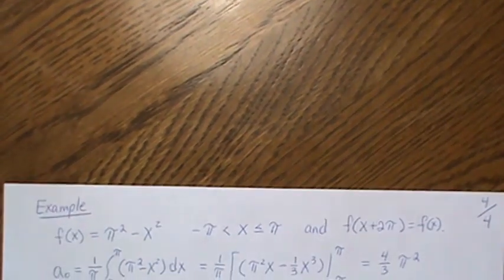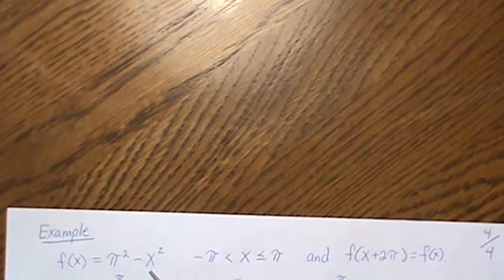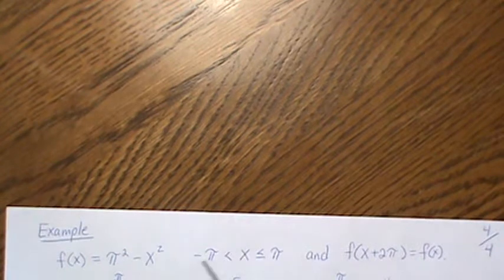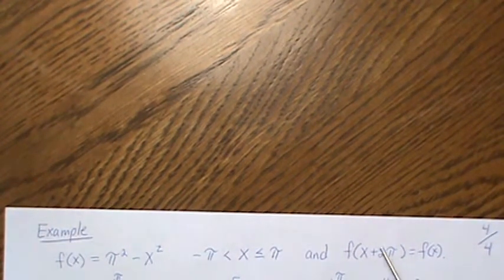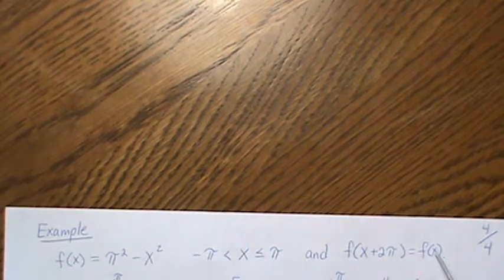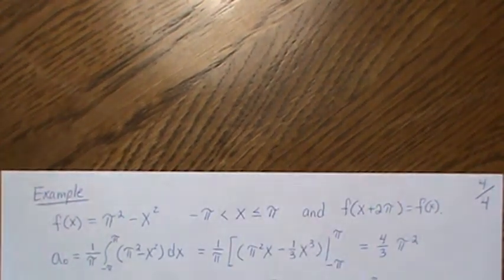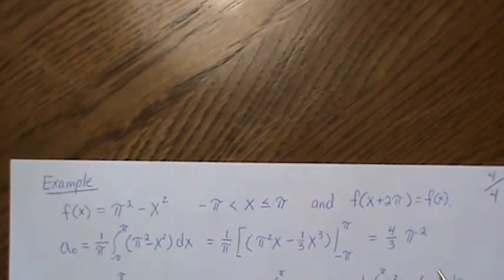In this example, we're going to let our function be pi squared minus x squared. We're going to let this function have domain negative pi to pi, and we're going to assume it's periodic in the rest. So basically it's going to repeat every 2 pi.